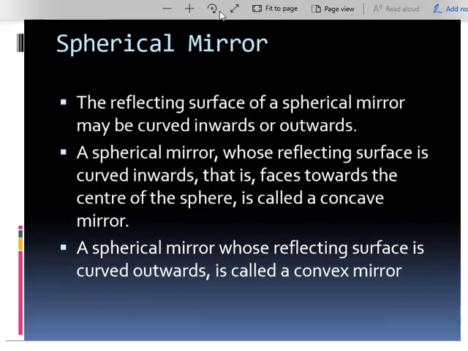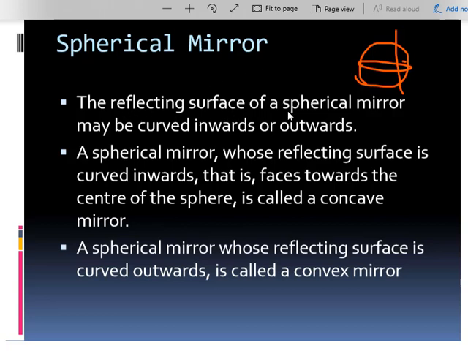Now, spherical mirror. What is a spherical mirror? You must know what a sphere is. For example, a football or a volleyball, all these are spheres. If you cut this sphere into two halves, one smaller and one bigger, the smaller one you get shows you a spherical mirror.